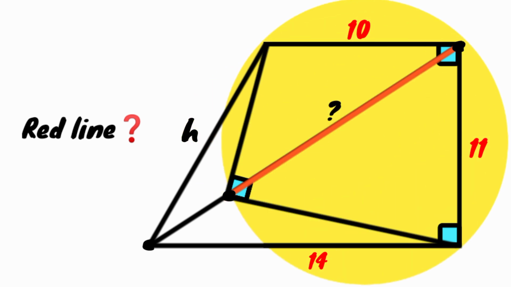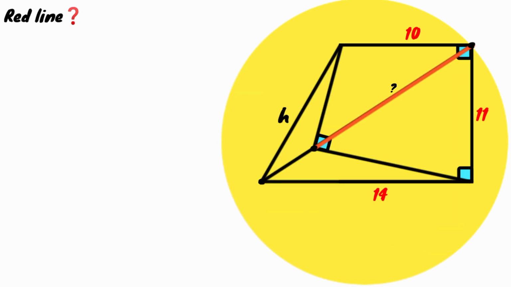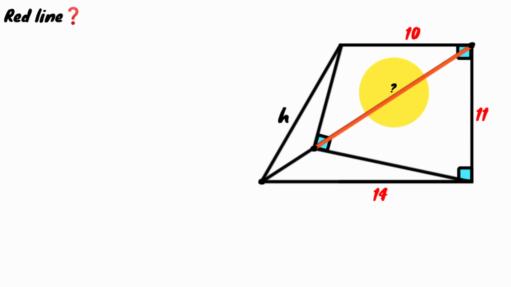Here we observe 3 right angles. So how can we solve this? How can we calculate the length of this red line segment? Let it be V. It is very simple. We start by labeling the points.